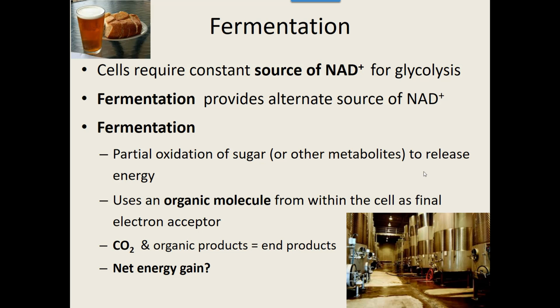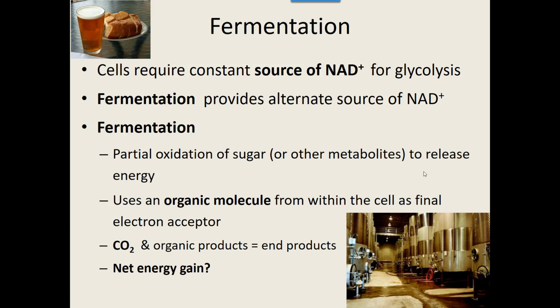During the process of fermentation, there is a partial oxidation of sugar. Oxidation, as you recall, is a loss of electrons. So it's really doing a partial breakdown of sugar or some other metabolite to release energy, because anytime you break a bond, you're going to release energy, and a lot of that is in the form of electrons. It does use some organic molecule, some carbon-based molecule inside the cell, as its final electron acceptor.